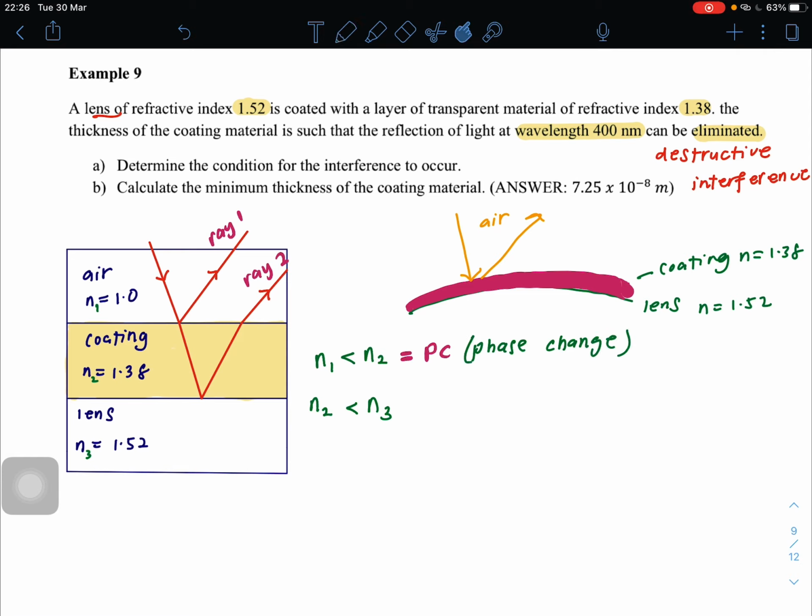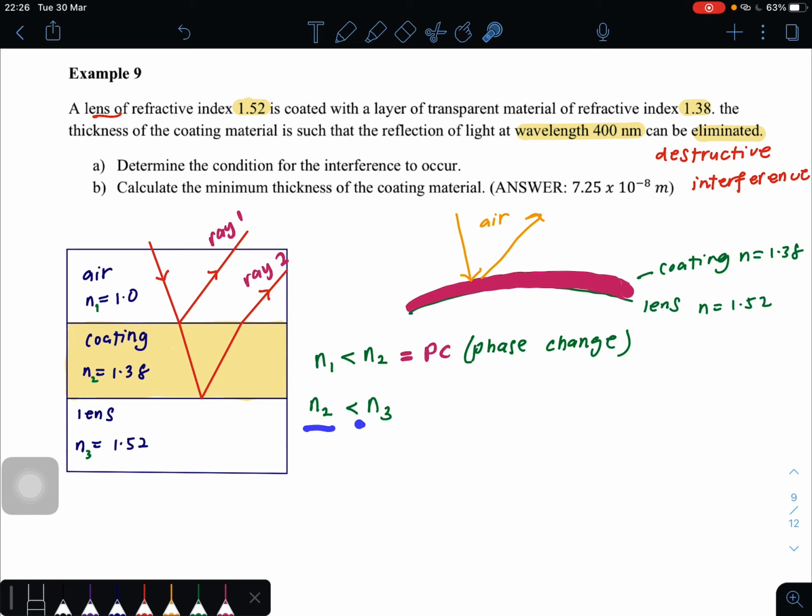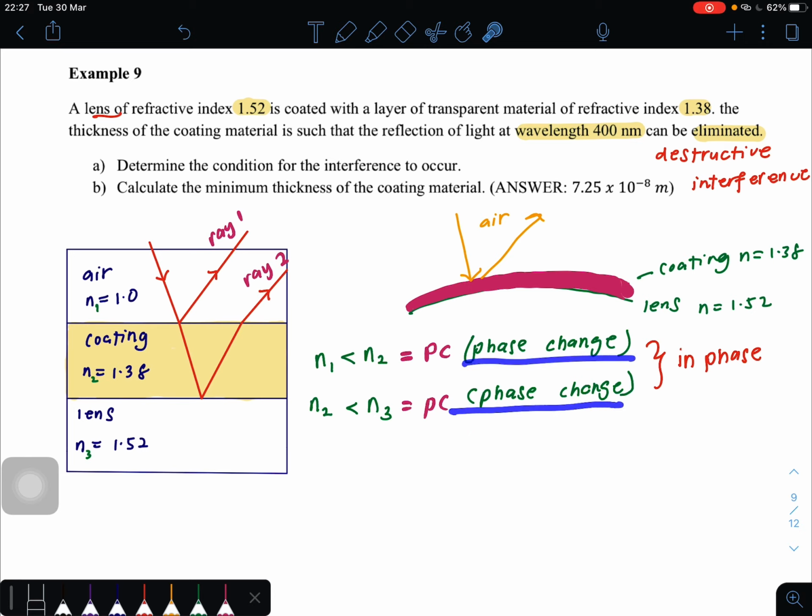And then it is the same for this one. Less dense to a denser medium, so PC, there will be a phase change. There will be a phase change in both. So when there is a phase change here and a phase change here, they will cancel out each other. When they cancel out each other, it means that when they reach here, there is no phase change. It means they will be in phase, because both have the same phase change. So when they cancel out each other, we call it in phase.